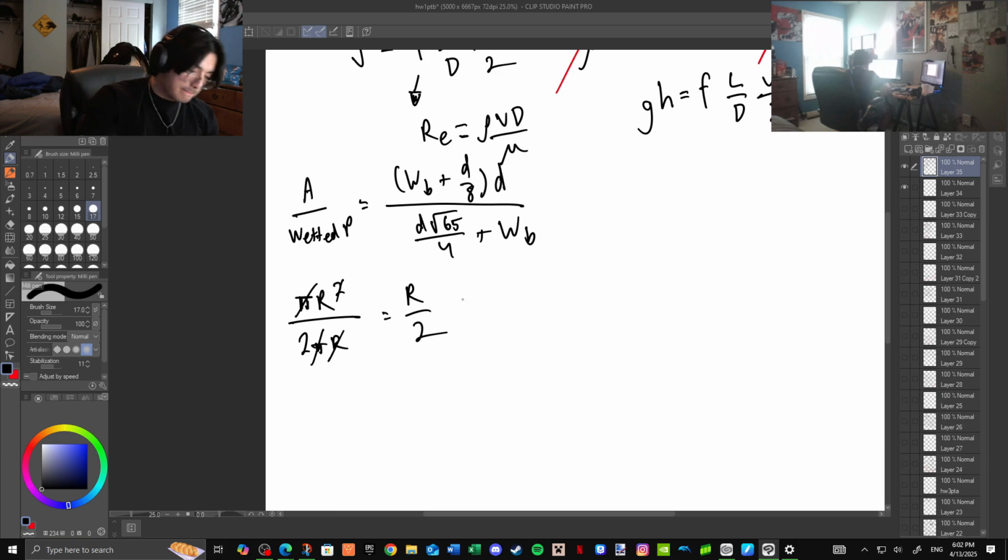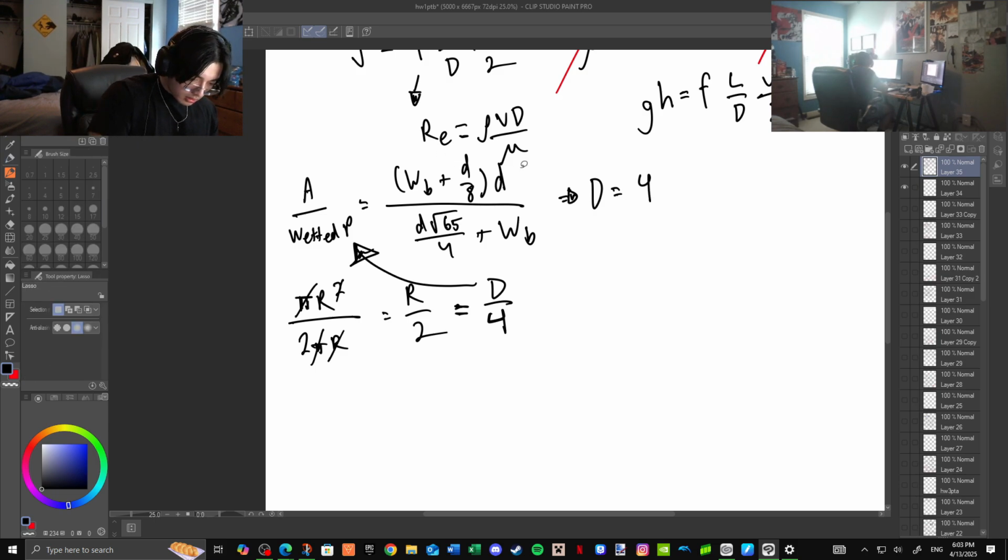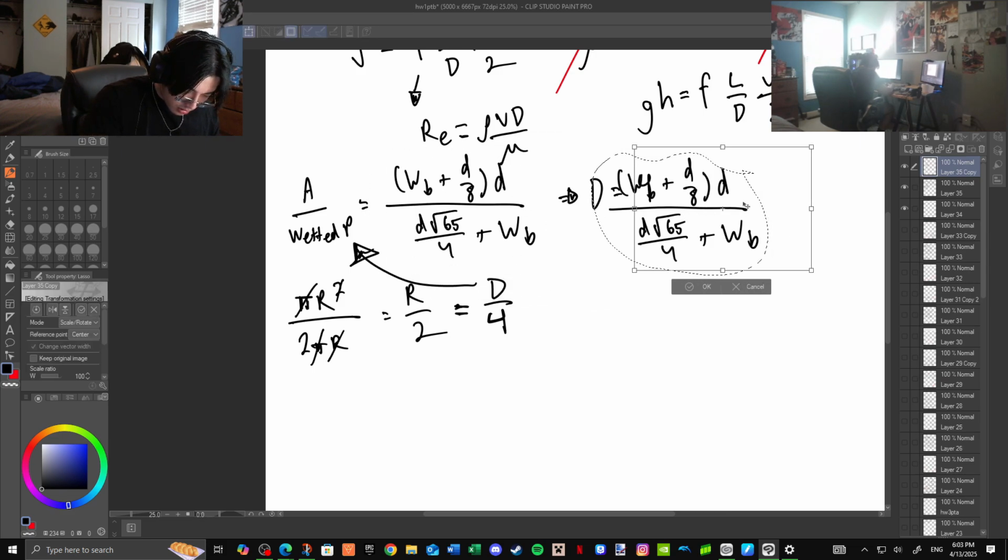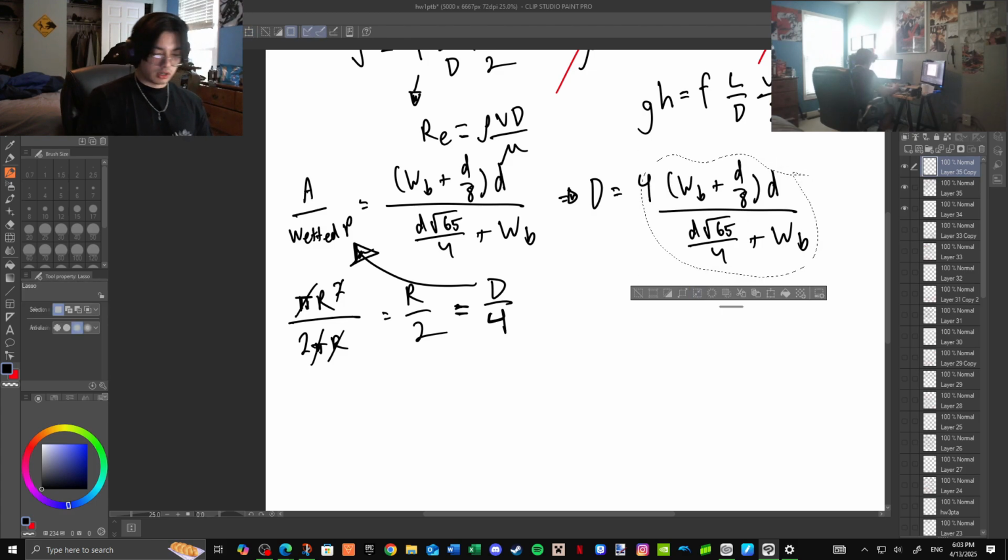But we need diameter. And so converting this r into diameter will lead us with d over 4. And so we can substitute d over 4 in place of this equation right here and just multiply both sides by 4. So what we're left with is d will be equal to 4 multiplied by this entire expression right here. So that will give us our diameter.